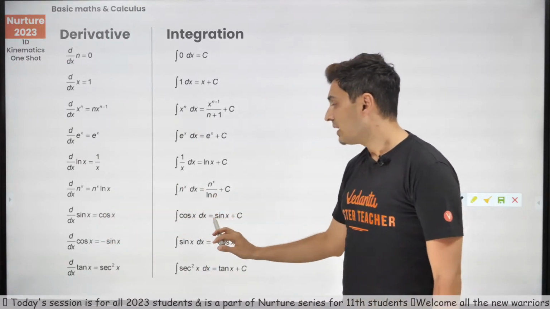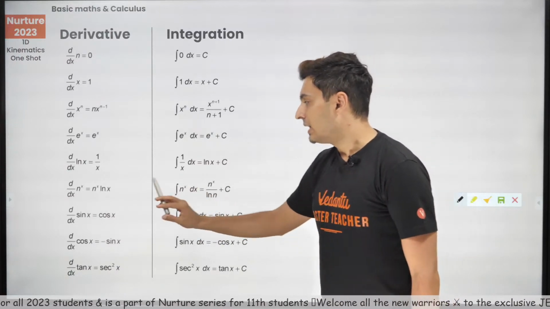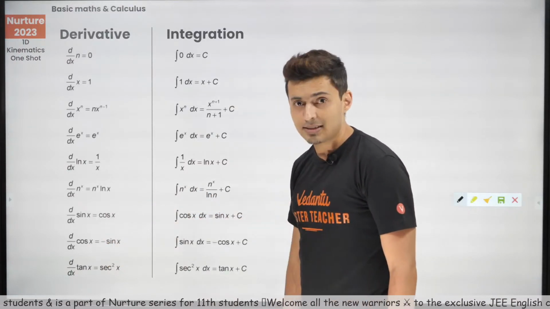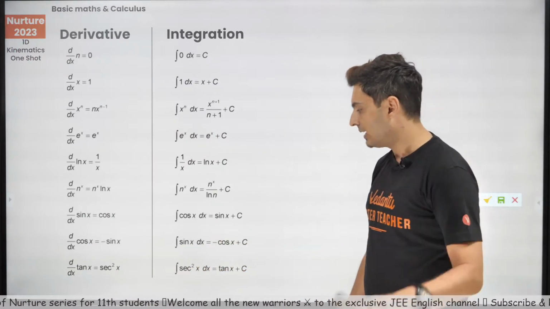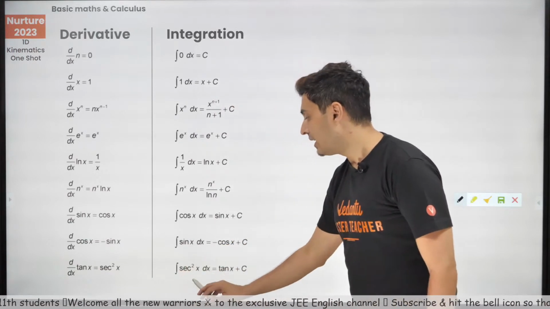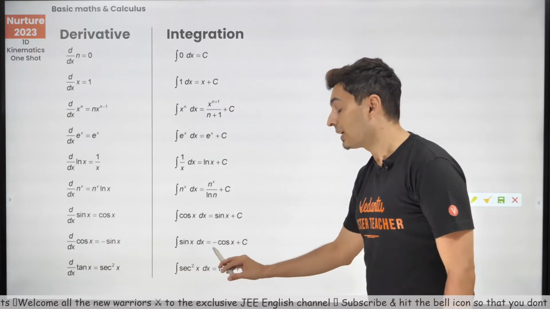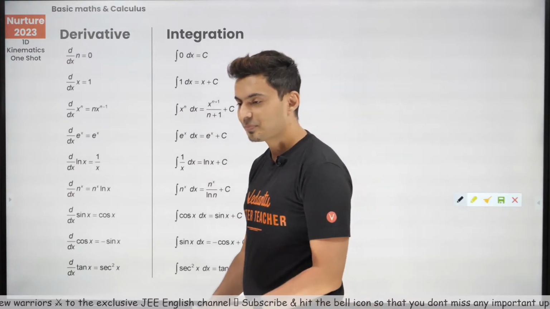Derivative of sine is cos, so integration of cos is sine. Derivative of cos is minus sine, so integration of sine is minus cos. Lastly, derivative of tan is sec square x, and integration of sec square x is tan of x. That's what you need to know.